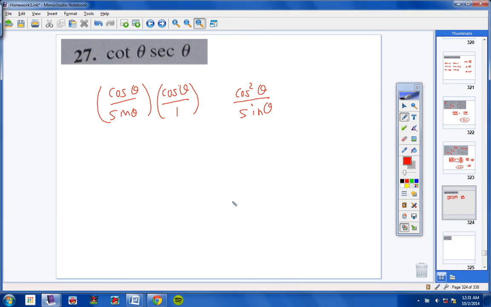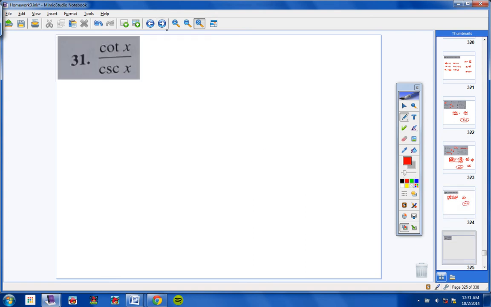Okay, students, I'm back here. It looks like I made a mistake, and so I apologize. Right here's my mistake, and you guys probably saw this already. Secant is 1 over cosine. There we go. So your cosine would cancel, and you end up with 1 over sine theta, which the reciprocal of that is cosecant theta. And that is the answer they have in the back of the book. Alright? Okay, number 31.